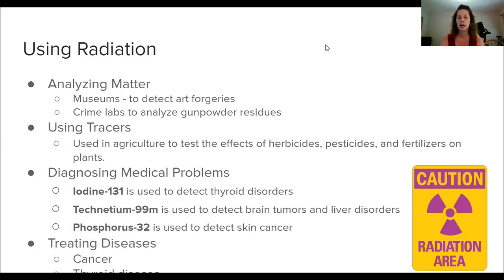When we analyze matter, we can use it in museums or crime labs to look at art forgery or gunpowder residues. Tracers are going to show the effects of the herbicides and the pesticides and fertilizers by attaching a tracer to those things. You can see where throughout the plant it goes. Diagnosing medical problems, we have iodine-131, technetium-99m, and phosphorus-32 used to detect different medical problems. And we can treat diseases with radiation. We can treat cancer, and we can treat thyroid disease.